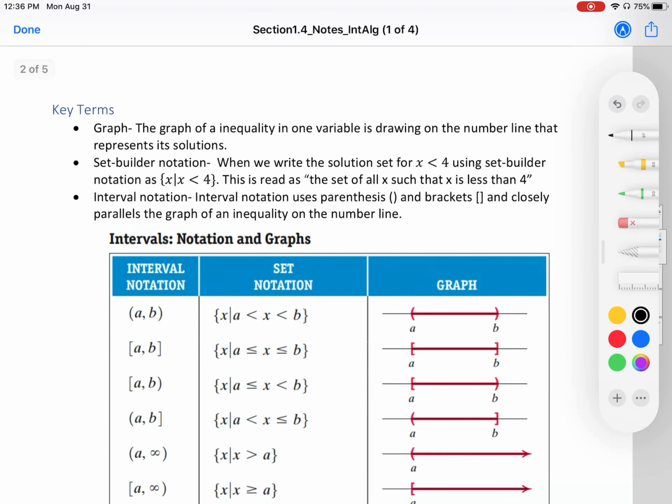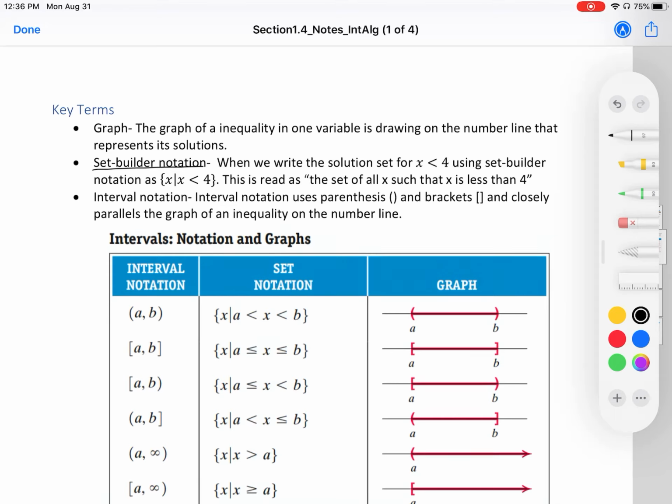Key terms. Graph. The graph of an inequality in one variable is a drawing on a number line that represents the solutions. Set builder notation. When we write a solution, the set of x less than 4, using set builder notation, as x such that x is less than 4. This is read as the set of all x such that x is less than 4.